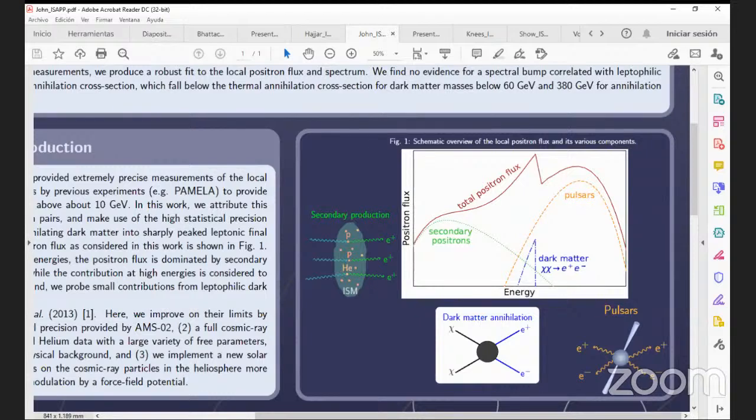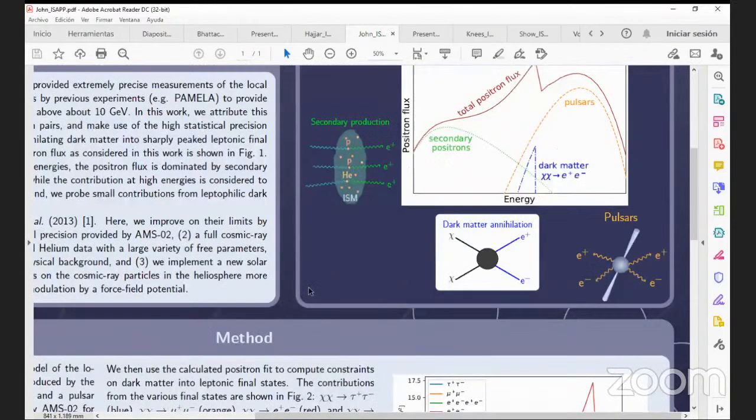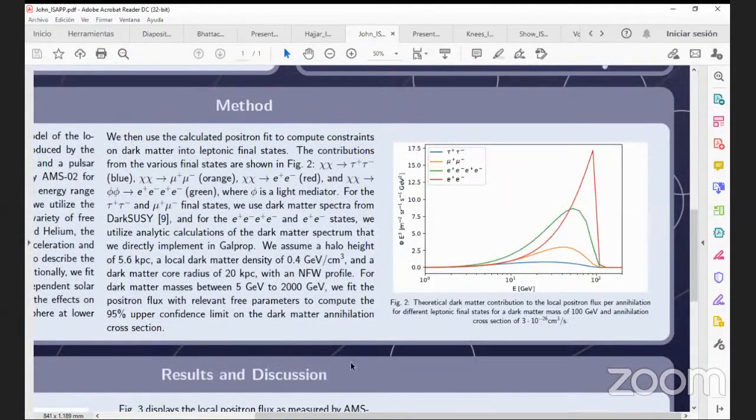Then on top of that, we add small dark matter contributions from annihilating dark matter. In this example, the dark matter annihilates into an electron-positron pair, but we also consider other leptonic decays. I will show you in a bit. But first, just to be a bit more specific about our model, maybe could you scroll down a bit, or a bit to the left? Yeah, it's okay.